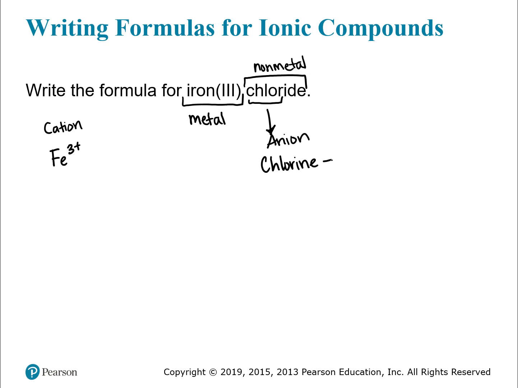And I know we just did this, but I'm going to write it out anyway. It's group 7A. So its charge is going to be 7 minus 8, which is equal to -1. Oh, my brain and my hand are not connected. Okay. So our ion is going to be Cl-. That's the chloride ion.